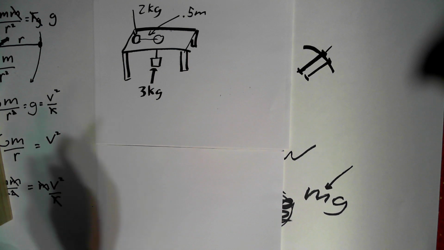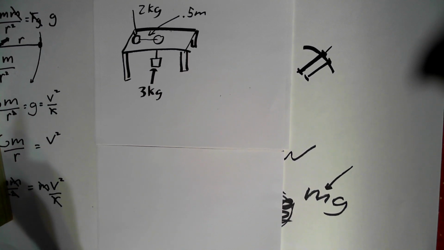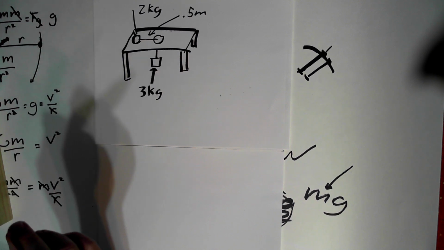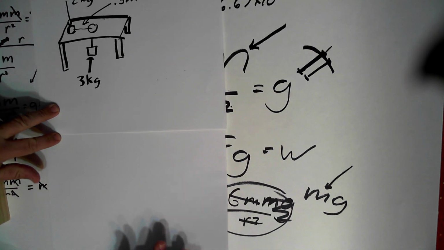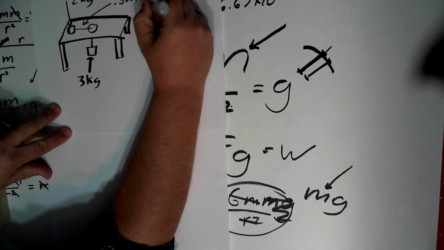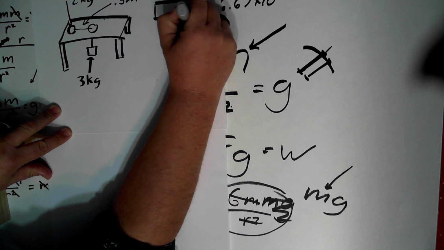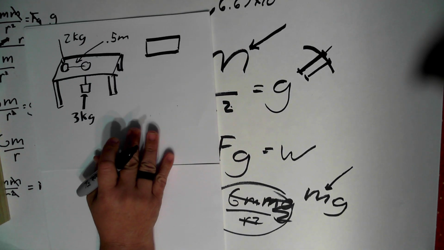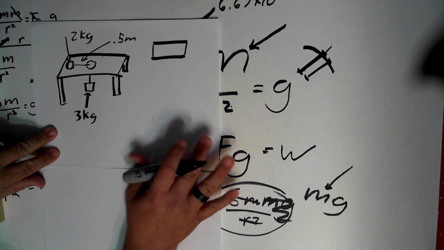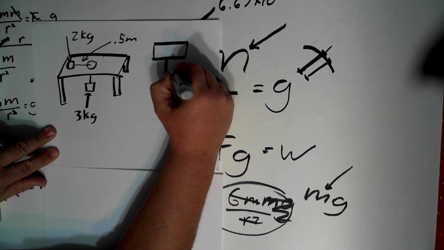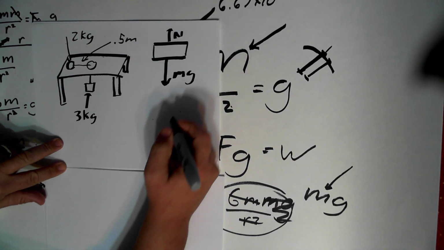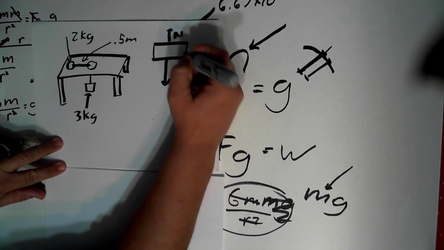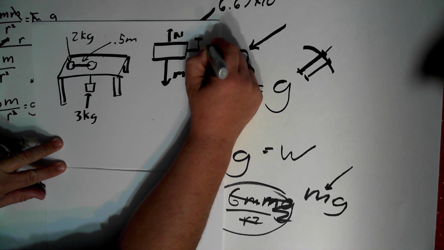So the first thing I'm going to do is free body diagram. There are two objects in this problem. There are the 2 kilogram mass that's spinning and the 3 kilogram mass that's being suspended. So let's start with the 2 kilogram mass. Here is this puck, and we are going to make a claim that the table is absolutely frictionless. So it has one force down, which we call gravity. It has another force up, which we call normal. And then it has a third force here, which we're going to call tension.